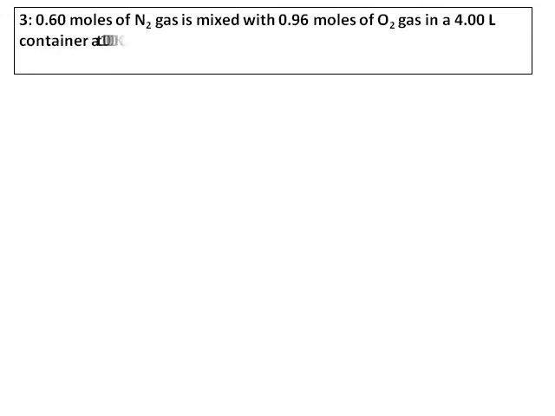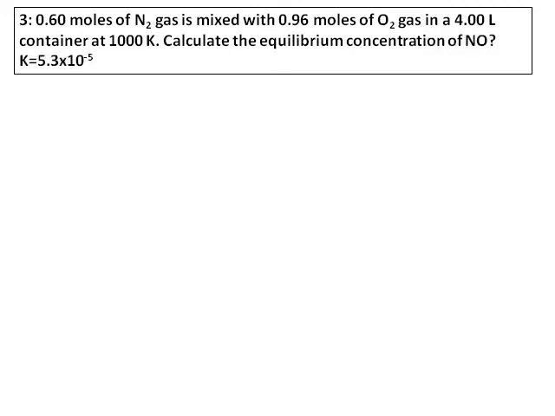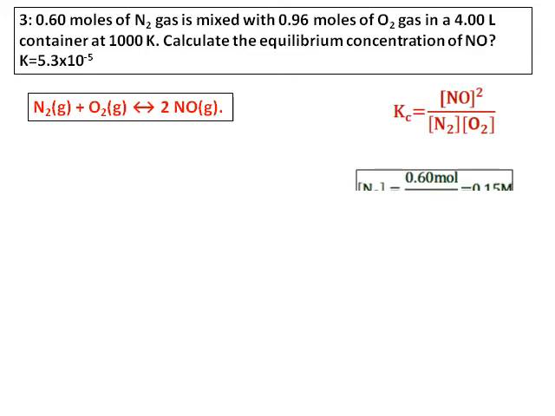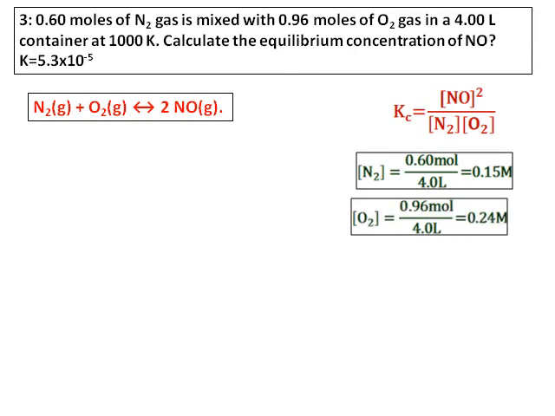Let's do one more question on this small k. 0.60 moles of nitrogen gas is mixed with 0.96 moles of oxygen gas in a 4-liter container at 1000 K. Calculate the equilibrium concentration of NO, and K is given. Again, this is a small k question. As you can see, concentration is not directly given; moles and volume are given. Therefore, calculate the concentrations: moles over volume will give me the concentrations.